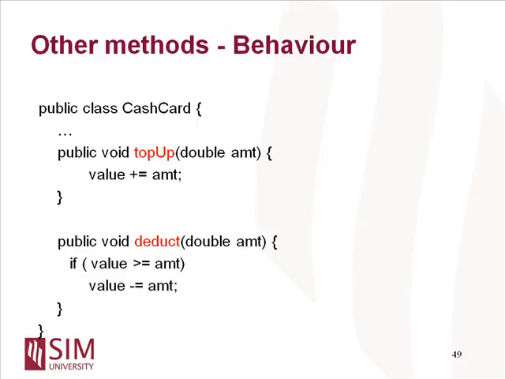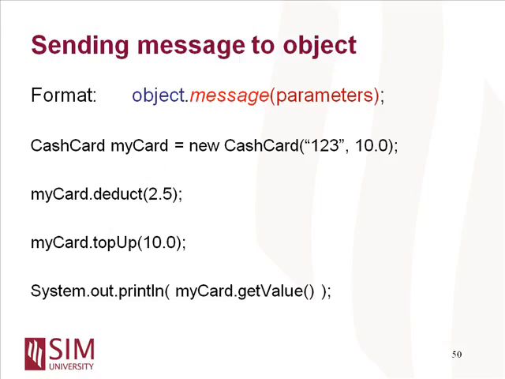So here are two examples: topUp and deduct methods for the CashCard class. The topUp method takes in one parameter, the amount to top up, to increase the value of the cash card. The deduct method takes in one parameter, the amount to deduct, to decrease the value of the cash card. Once the methods are defined, then we can call the methods to enact the desired behavior or operation of an object.